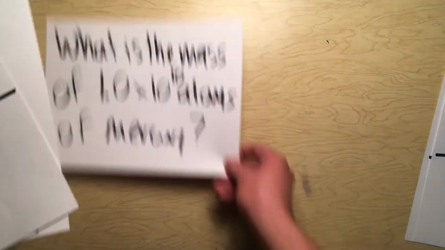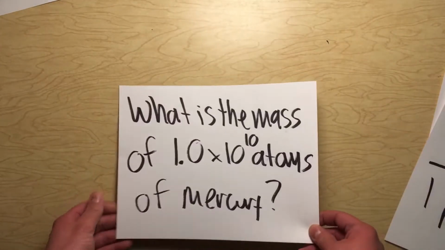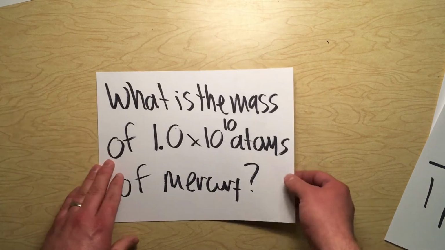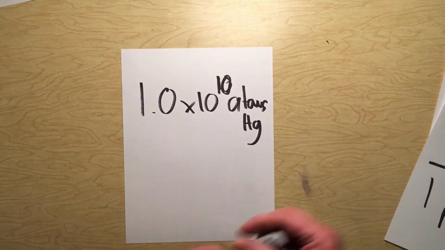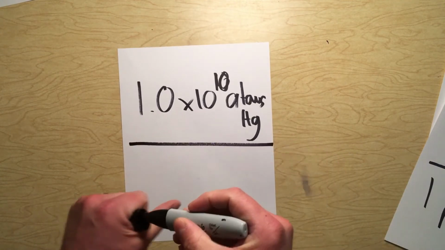To give you an example of a more complex problem that students might be able to solve, what is the mass of 1.0 times 10 to the 10th atoms of mercury? This is going to be a 2-step sort of calculation. I realized I didn't write a line here. There should be a line right here.